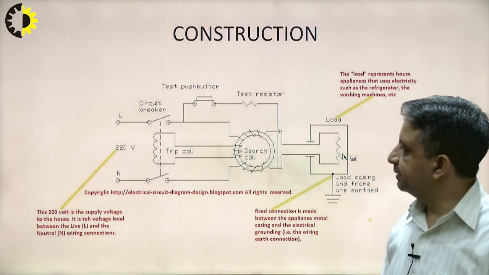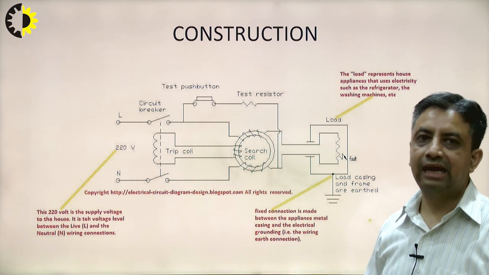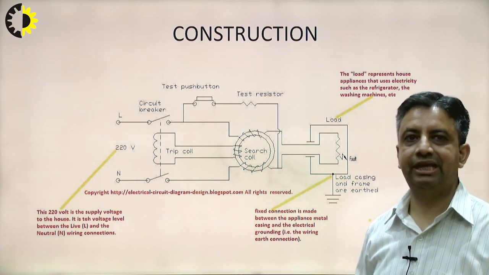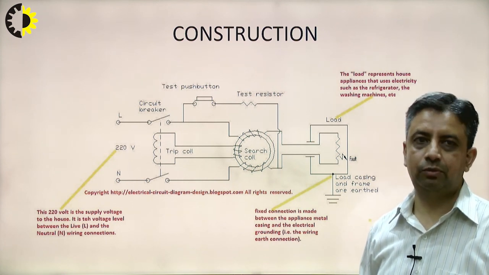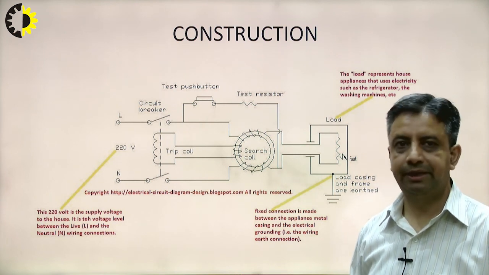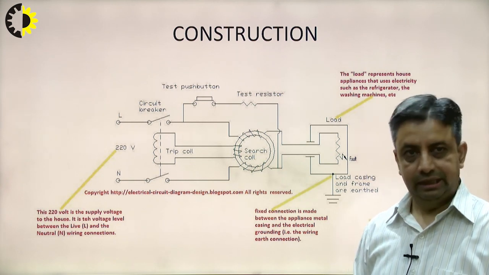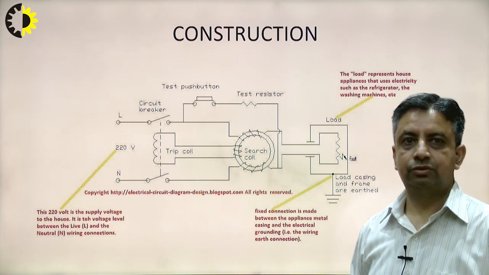So under this abnormal condition, that means if the live conductor comes in contact with any metallic part, then this ELCB will operate and it will save the life of human beings or animals who come in contact with this electrical equipment. So that's all for today.